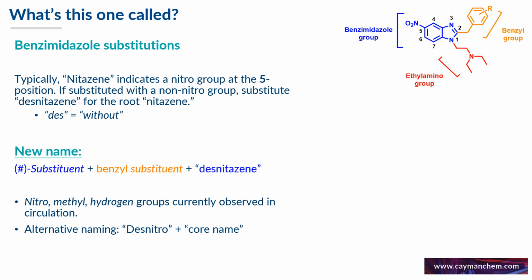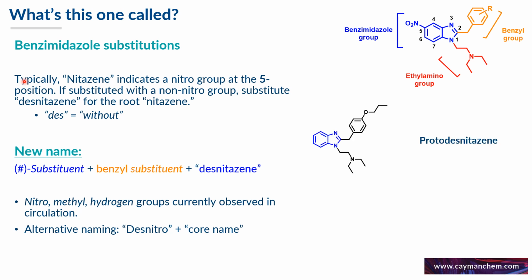Moving on to benzimidazole group modifications. Recall that the term nitazene indicates that the nitro group is located here at the 5 position on our scaffold. If the nitro group on the benzimidazole is swapped out, we keep the core name that we discussed earlier, but we add des, meaning without, in front of the nitazene to indicate that the compound is without that nitro group. It can also be named des-nitro as well. So instead of des-nitazene, it would be a des-nitro nitazene.